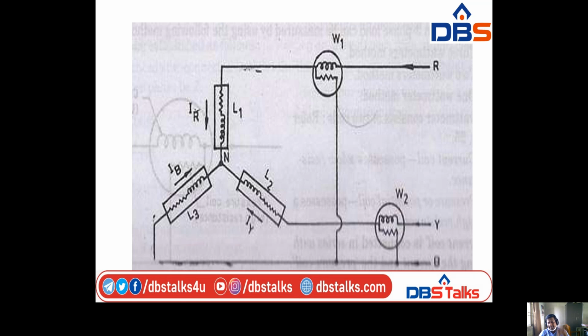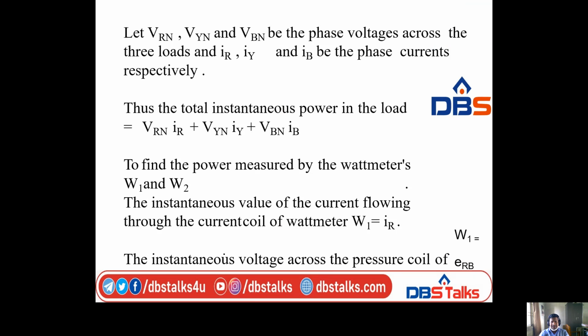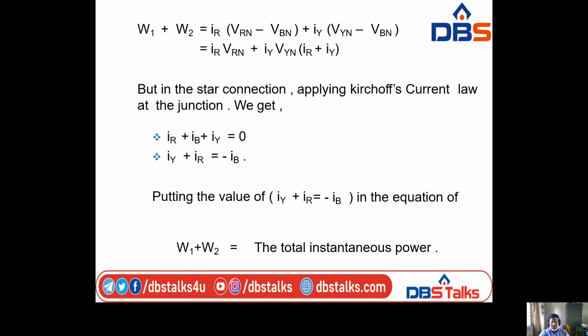Applying KCL at node N, the three currents are incoming. Therefore IR plus IY plus IB equals 0, as this is a three-phase balanced system. That means IR plus IY is equal to minus IB.